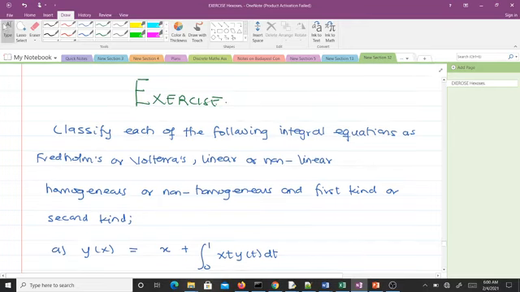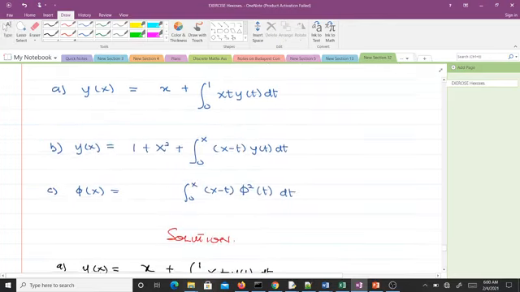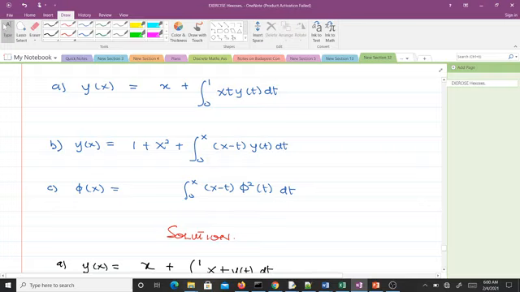Okay, so let's take some exercise based on what we've done to help you understand things better. You can pause the video and solve the questions. After that, you compare it to what we have. Okay, so the question is, classify each of the following integral equations as Fredholm's or Volterra's, linear or nonlinear, homogeneous or non-homogeneous, and first kind or second kind. Okay, so we have these three integral equations. You can pause the video and try to solve them and see.